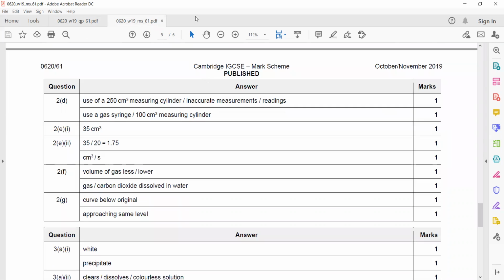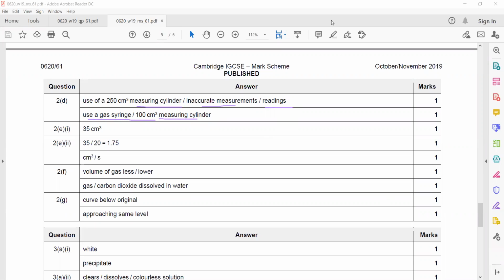You can see the use of the measuring cylinder, because it's a 250 cm cube measuring cylinder, so its reading will not be that accurate. So what we can do, we can use a gas syringe or a smaller measuring cylinder to have a more accurate result.